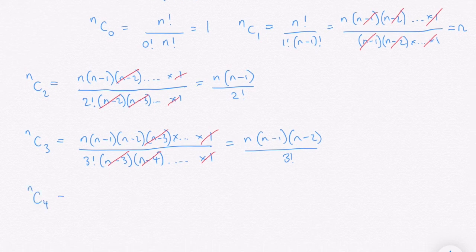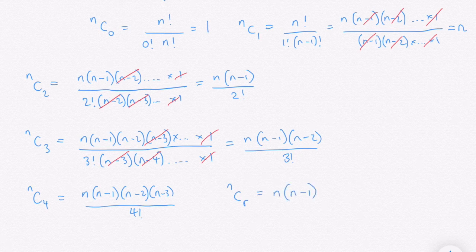Well, we can perhaps see that what we're going to end up with here is n, n minus 1, n minus 2, n minus 3 over 4 factorial. And in general, for n choose r, we're going to get n, n minus 1, n minus 2, all the way to n minus r plus 1, over r factorial.